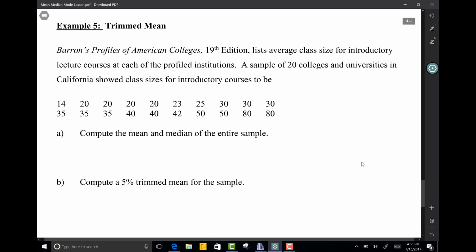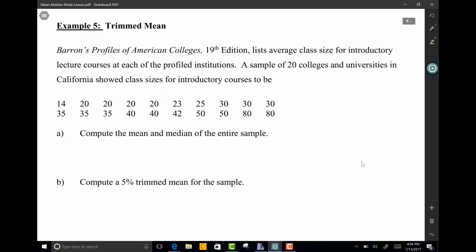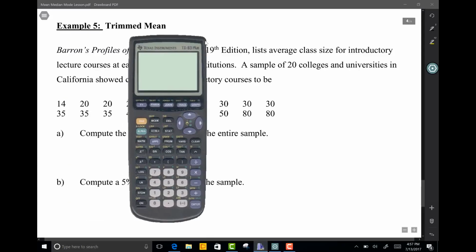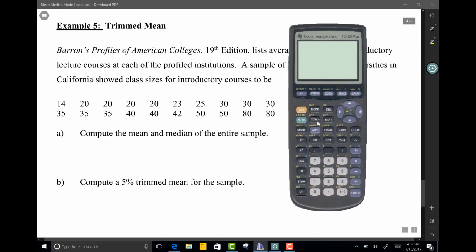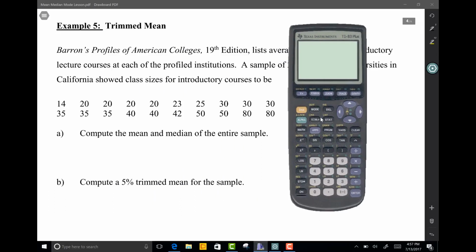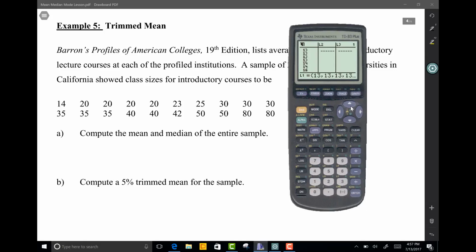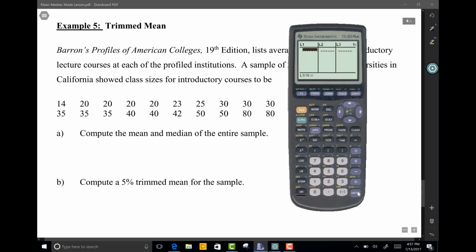Okay, now we're going to talk about trimmed means. We're going to compute the mean and median of the entire sample. Let's do this on the calculator to practice. So I want to put my data values in my list 1. I'm going to clear out what I already have in there. So I highlight L1 and hit clear, enter.